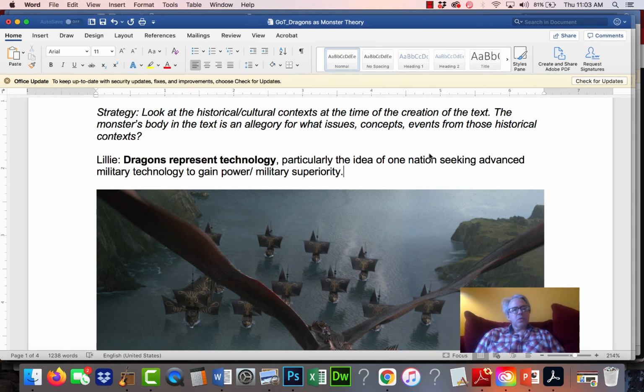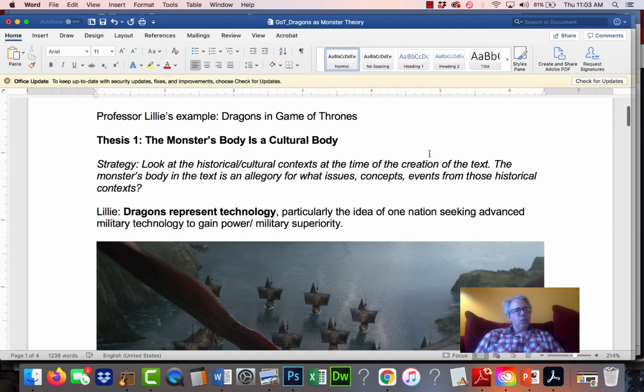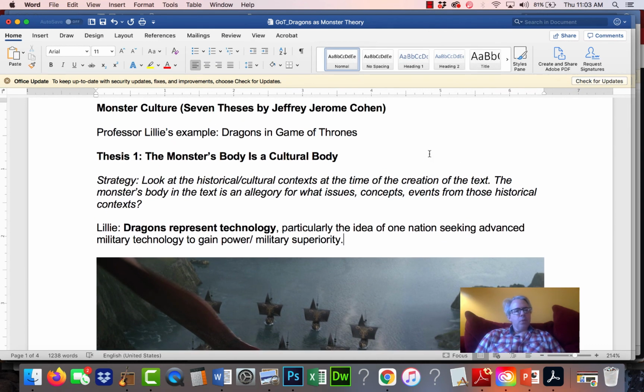Hey everybody, this is Professor Lilly, and I wanted to give my own example of a monster from a popular culture text, in part because I've been reading some of your posts, and a lot of them are doing a really good job reading into the narrative of the text that you chose, and thinking about what the monster means within the context of that story, of that narrative, and that's fine.